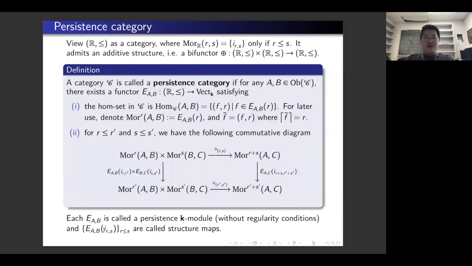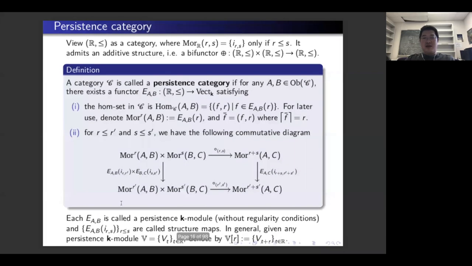And this map I_RS induces the structure maps, the persistence structure maps. And when people talk about persistence K-modules, an important thing that you cannot avoid, something like a bonus you can get from here, is that there always exists a shift. You can shift your parameter, T goes to T plus R, and then you get a new persistence module as a shift of the old one. Okay, so this is the definition of our persistence categories.